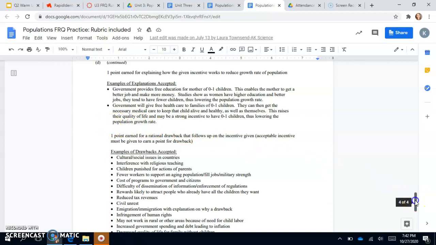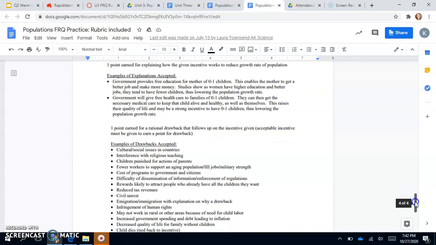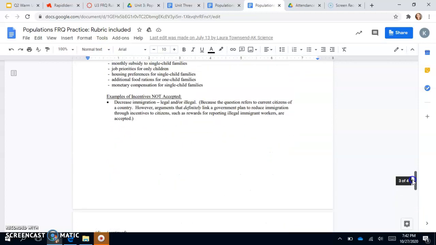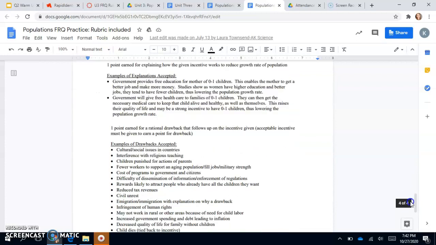Okay, so you also need an explanation of the example as well. So you provided the example, and then for your second point, you would need to explain how it would work. So these are just a couple of examples. So government provides free education for mothers that have less than 2 children. This enables the mother to get a better job and make more money. Studies show that women with higher education and better jobs tend to have fewer children, thus lowering the population growth rate. So you would need to explain how the incentive works and then why that incentive that was given would actually lead to an overall reduction in the population.